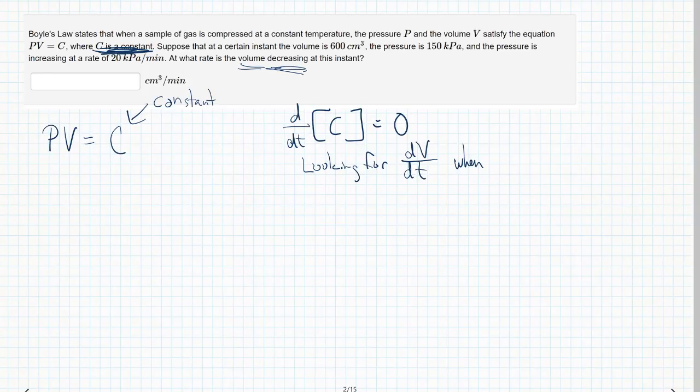So dV dt, we're looking for how that changes when we have a few pieces of information when that's occurring. So the volume is 600 centimeters. So that's V equals 600 cubic centimeters. I'll be a little bit more careful this time rather than the A's and the B's and all that stuff. So the pressure is labeled by P, and so that's 150 kilopascals.